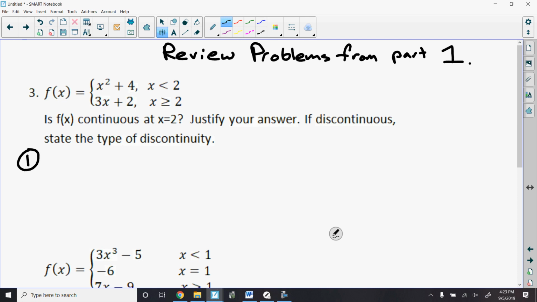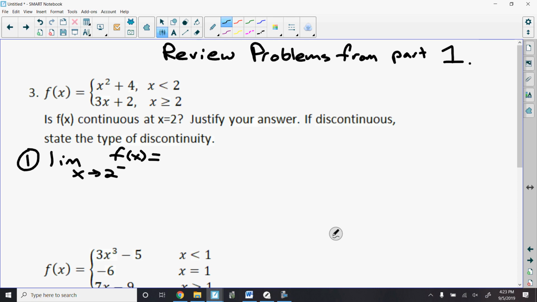So the first thing I'm going to do here is the left-hand limit as x goes to 2. I show it's a left-hand limit by putting the little superscript minus up there. So to check the left-hand limit of f at 2, I need to use the x less than 2. I need to use the top function there. That's going to be approaching 2 from the left side, like 1.9, 1.99, things like that.